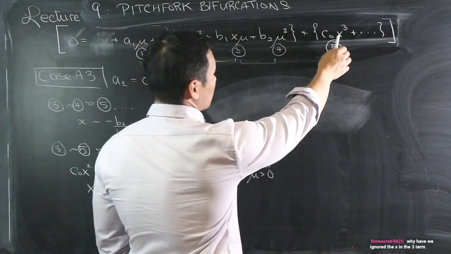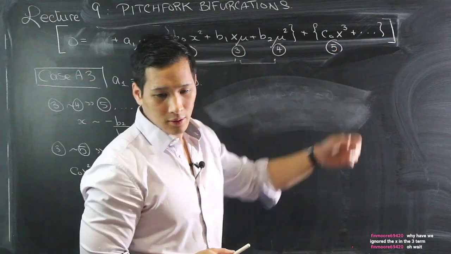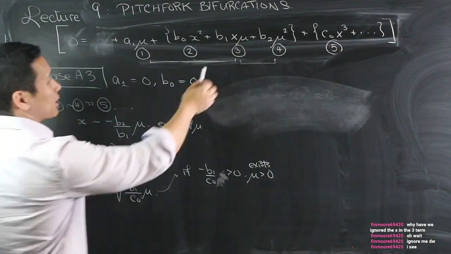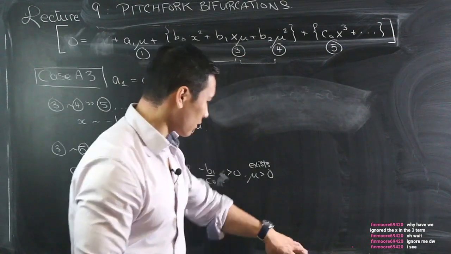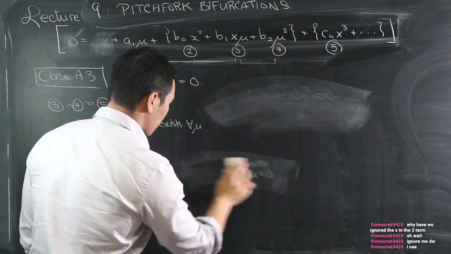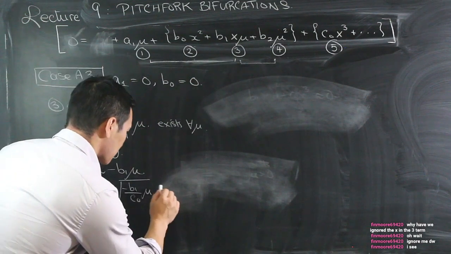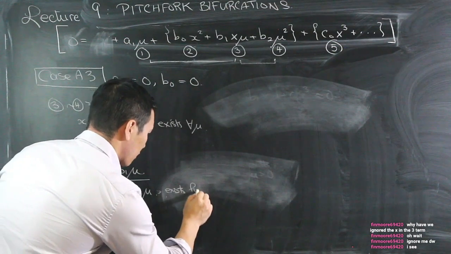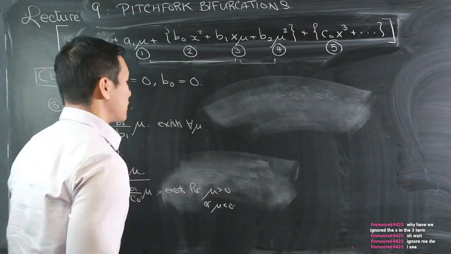Do you mean, why did you ignore this x and the x cubed? I think I canceled it on both sides. So I had an x cubed here, and then I canceled this x here. Okay, so that's all fine and good. And so the local bifurcation picture that you get exists for mu greater than 0, mu less than 0.